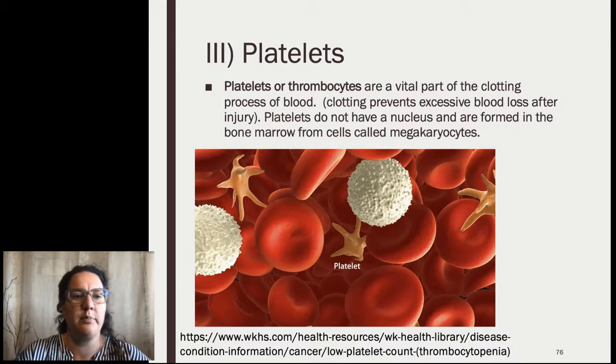The third component of our blood is our platelets, or thrombocytes, and these are a very important part of our blood clotting process. Clotting is important because it prevents excessive blood loss after injury, bruises, cuts, scrapes, anything like that. Platelets, again, do not have a nucleus and are formed in the bone marrow cells.